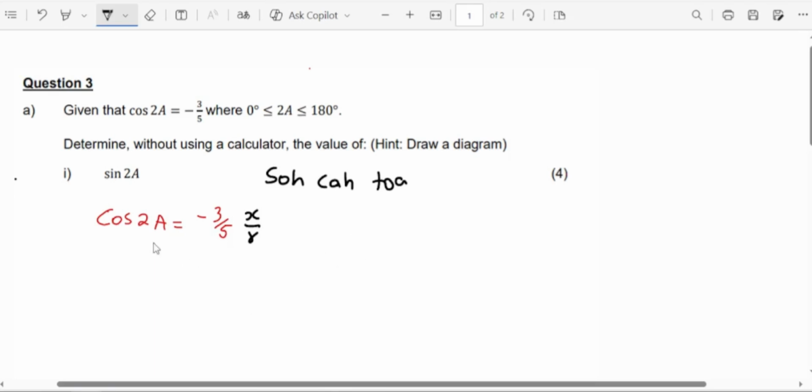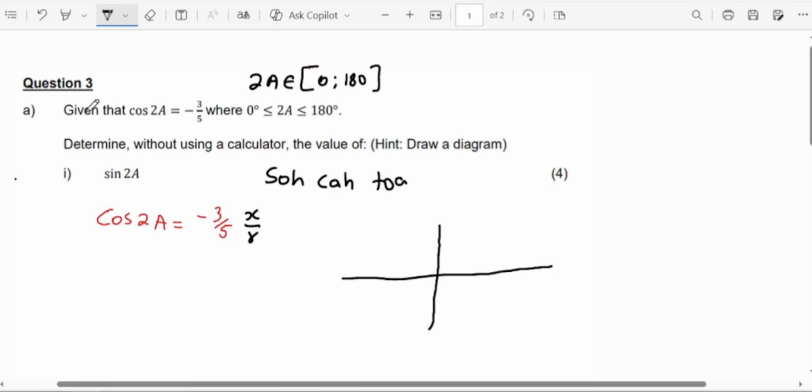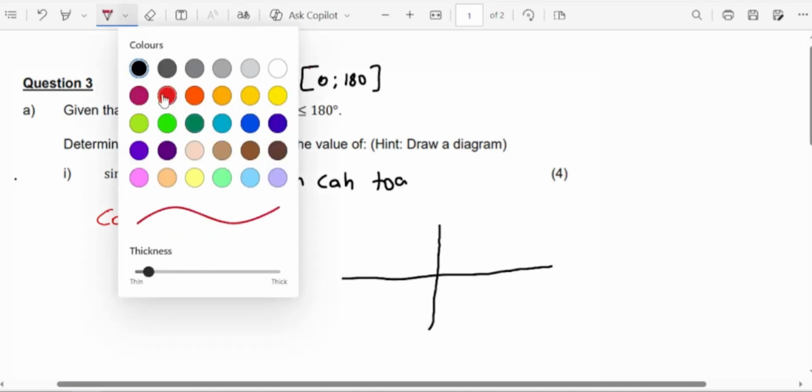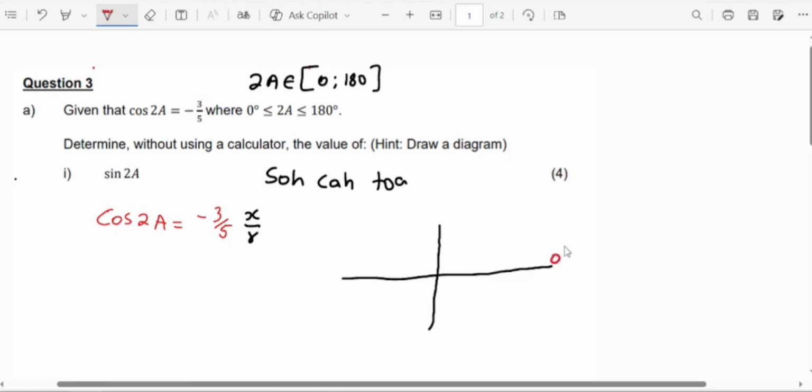We can use the diagram to solve the missing side. So where will our diagram be? Let's look at this. They said that the angle 2a must be an element of 0, which is included, 180, which is included. So we can see that our diagram should be in quadrant 1 and 2. So we just have to choose the correct quadrant, because we know that this is 0, this will be my 90, this will be my 180. This will be the quadrant according to the given boundary.